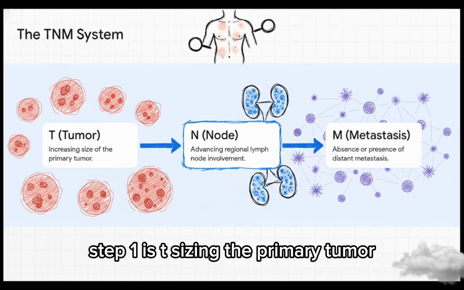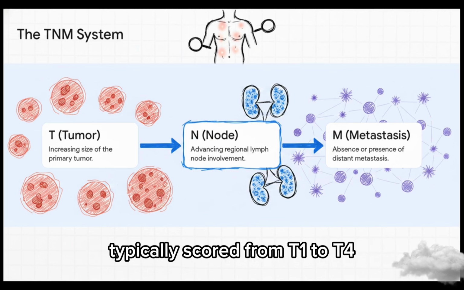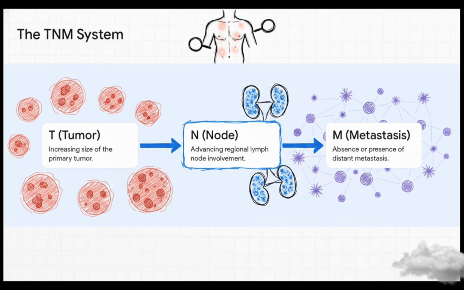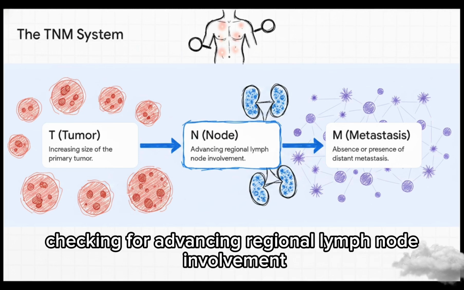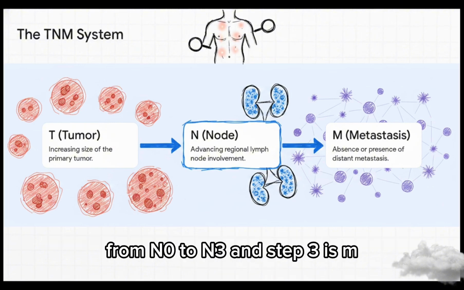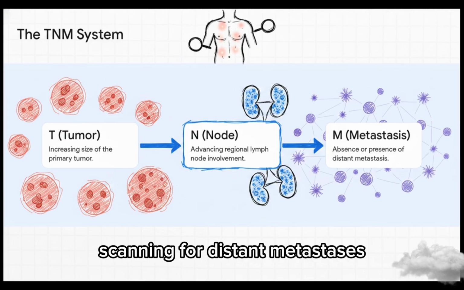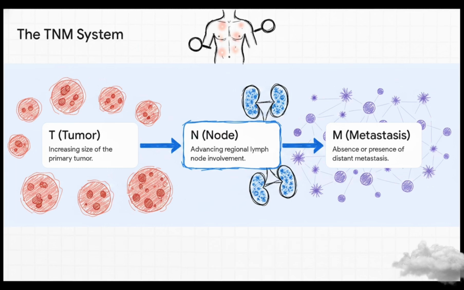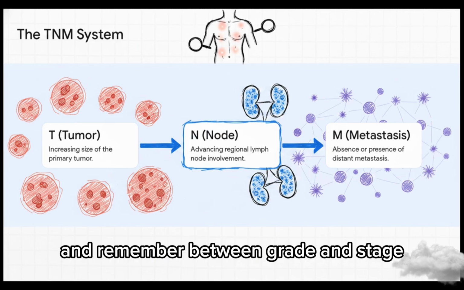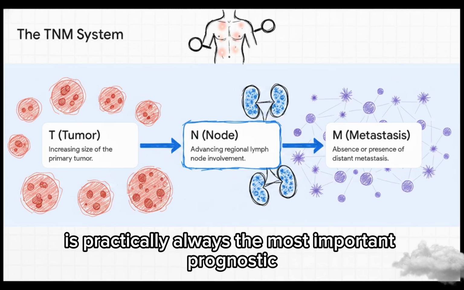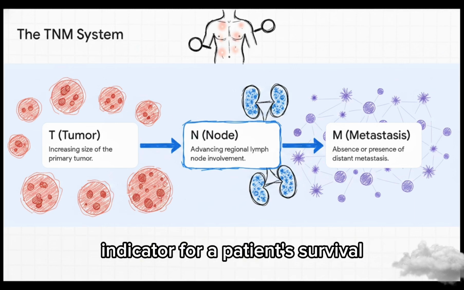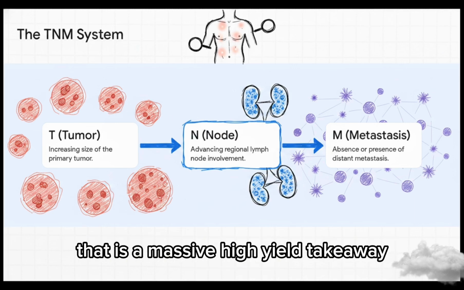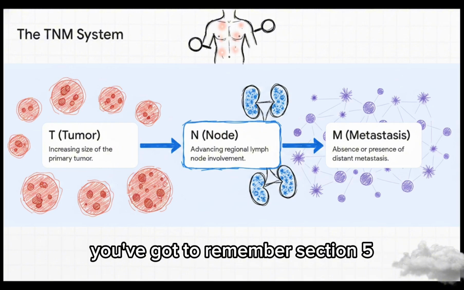Step 1 is T, sizing the primary tumor, typically scored from T1 to T4. Step 2 is N, checking for advancing regional lymph node involvement from N0 to N3. And step 3 is M, scanning for distant metastases, scored as M0 for absence and M1 for presence. And remember, between grade and stage, staging is practically always the most important prognostic indicator for a patient's survival. That is a massive, high-yield takeaway you've got to remember.